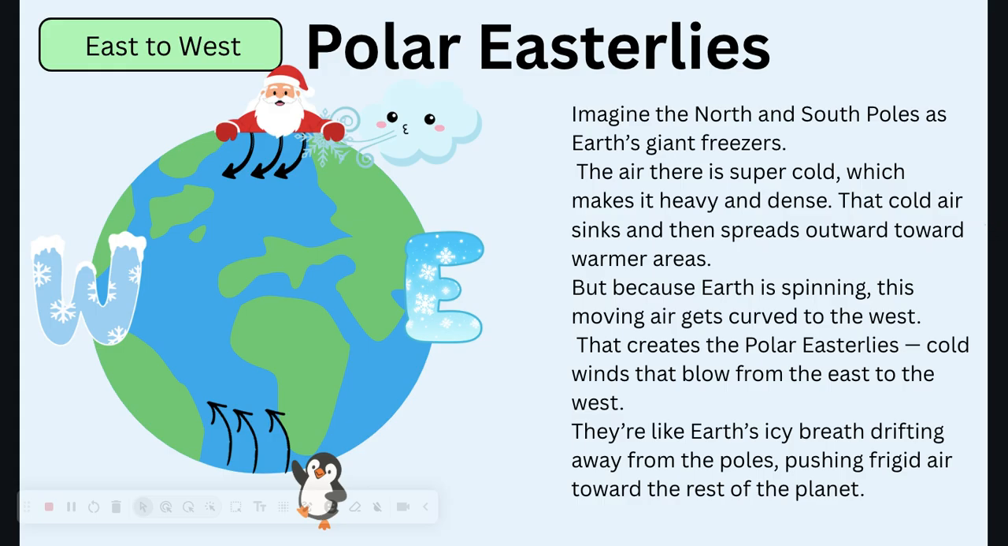So for the easterlies, you need to know that they are cold, so that air is sinking. So make sure that you include the east to the west up there.